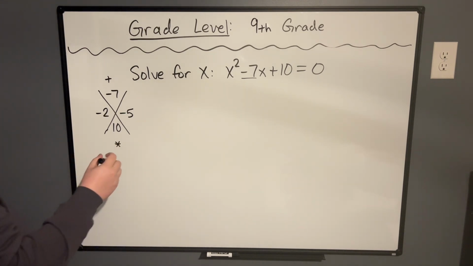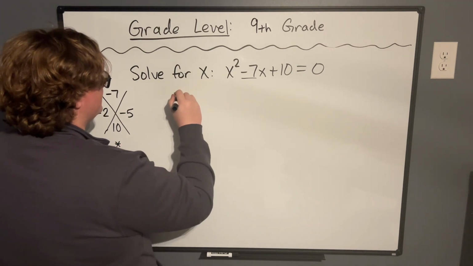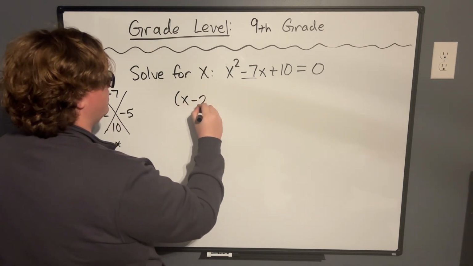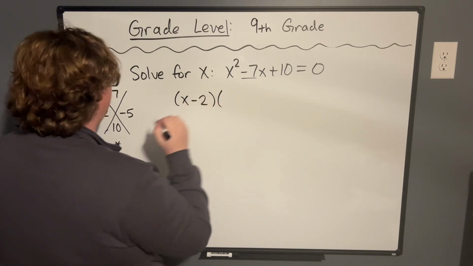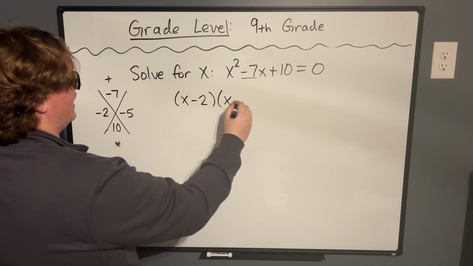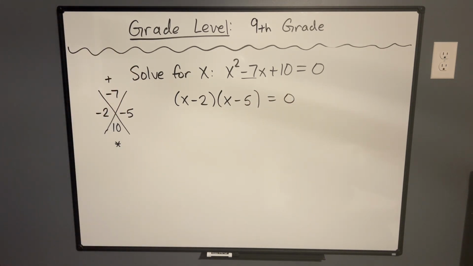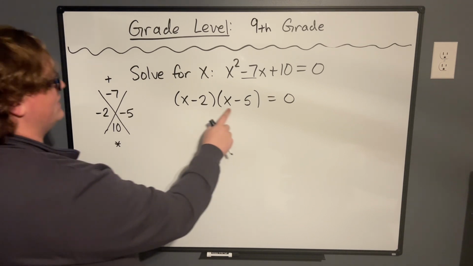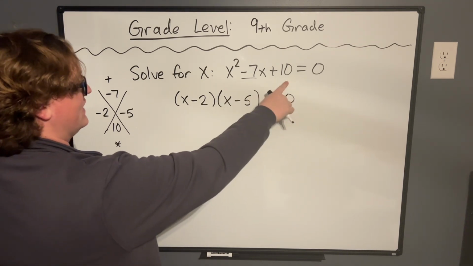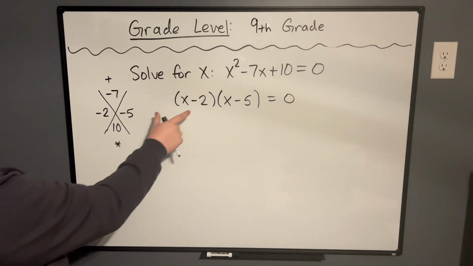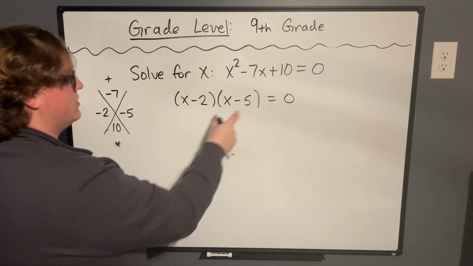So that means that this factors to, it's always x and then whatever this number is. So negative 2 in that case. And then we have x, and then we have a negative 5 equals 0. So this is the factored form, right? If we were to FOIL this out, we would actually get this again. So that's the factored form now. And then now what we need to do is we need to set both of these equal to 0 to find our two solutions for x.